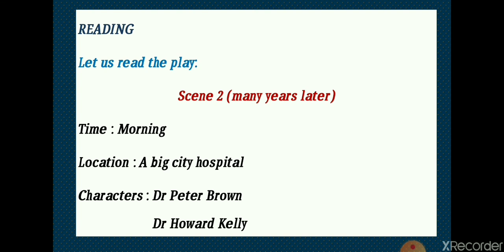Dear students, now many years have passed and it is the time of the morning. What is the location? The scene is in a big city hospital. The characters are Dr. Peter Brown and Dr. Howard Kelly. You must be remembering that little boy in first scene. His name was Howard Kelly. Now in the second scene, after many years, here we have a character. That is Dr. Howard Kelly. It means that boy may have raised to a doctor. Let's find out.